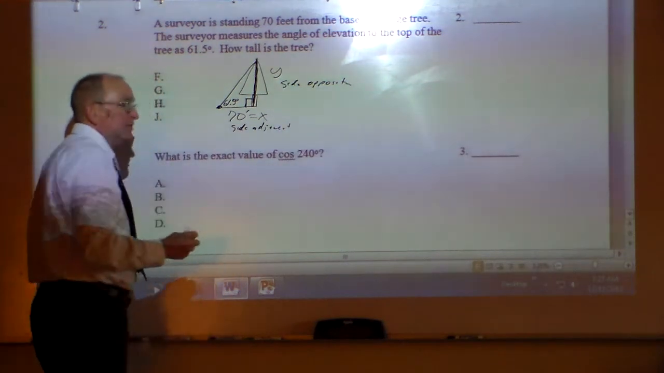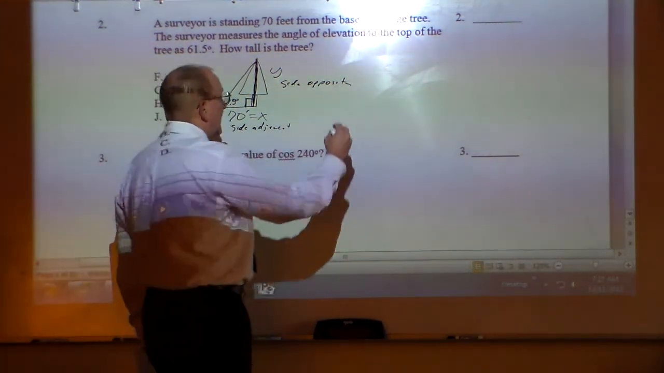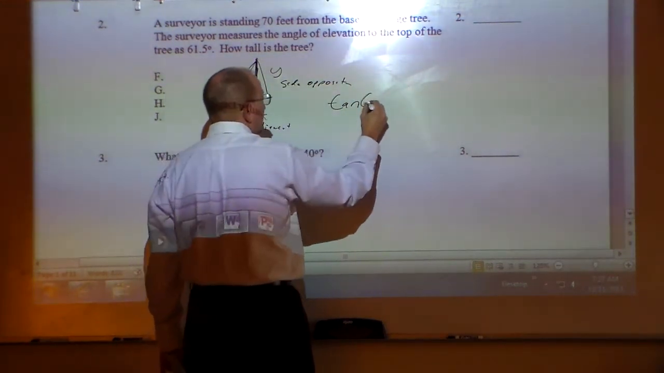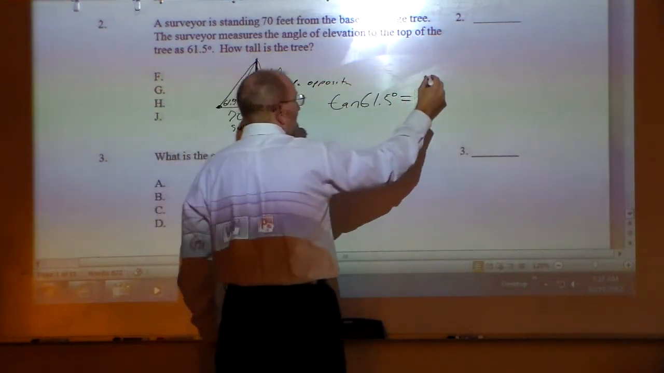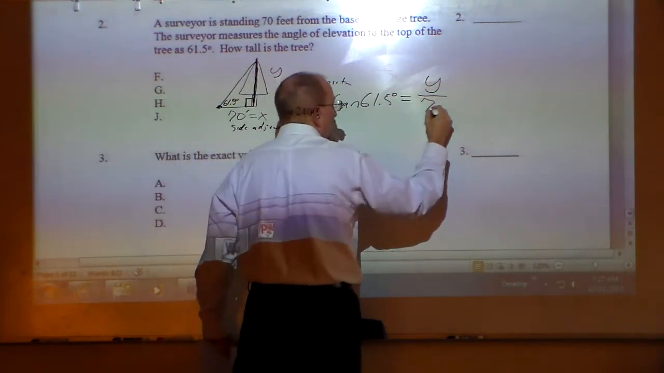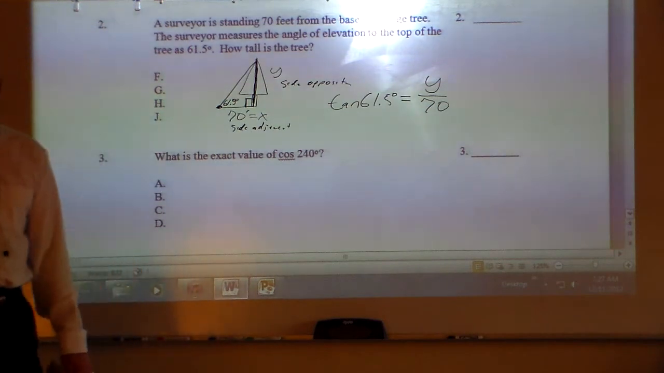What trig function uses side opposite and side adjacent? And the answer to that is tangent. So I know that the tangent of 61.5 degrees will equal the side opposite, which is Y, which I do not know, over 70.